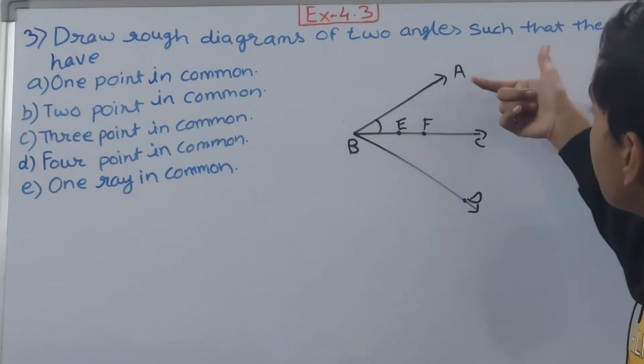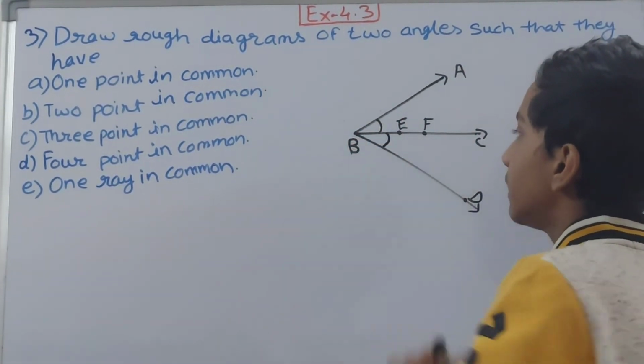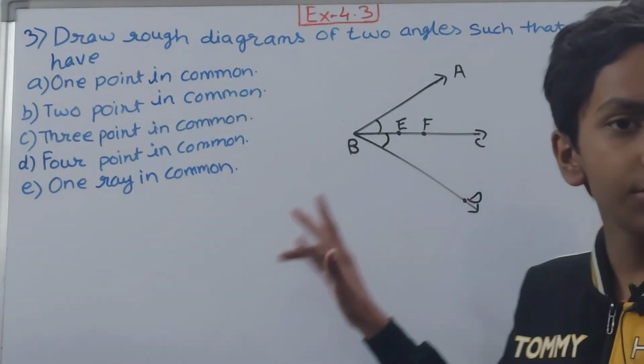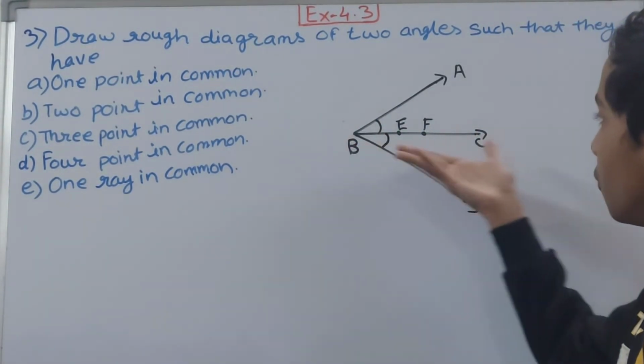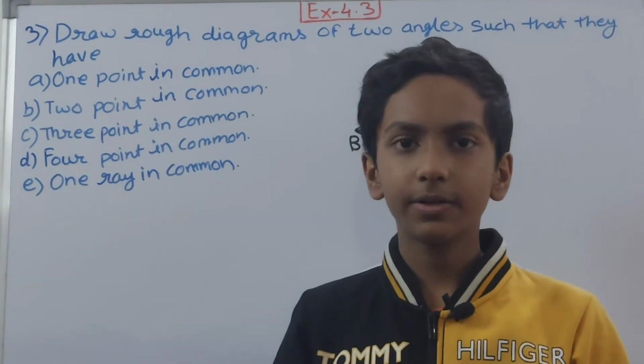Now if you see B, E, F and C, all the 4 points are common as well. They are made up of the 2 angles, which you can see already. This one is also here, right? So don't forget to mark the angles, right? So the 4 common points here we have already made. Now we will move on to solve the next part.